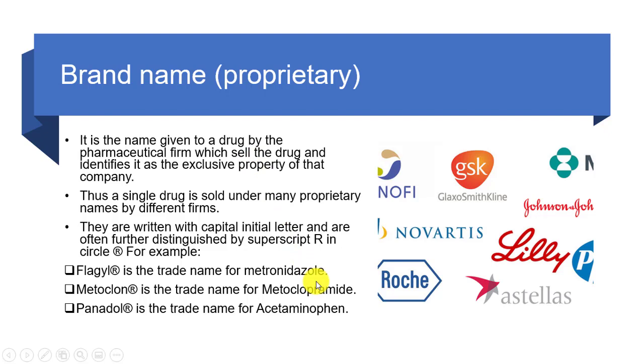Like I've listed a few names of companies here. So if, for example, Roche, which is a pharmaceutical company, has the trade name for metronidazole as Flagyl, that they sell metronidazole under the trade name of Flagyl, then only they can sell that particular drug under the name of Flagyl. A company like Novartis cannot sell that drug under that same brand name. So only those particular companies who sell that drug have the trade name, the authority to sell those drugs under that trade name. And it is also written with a capital letter and often further distinguished by a superscript or an R in a circle, as it is mentioned here in these examples.